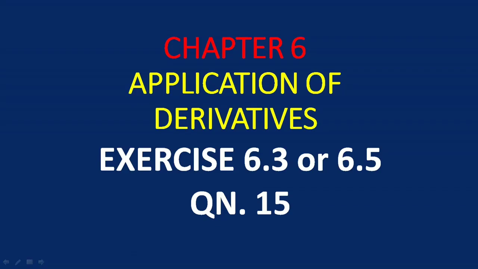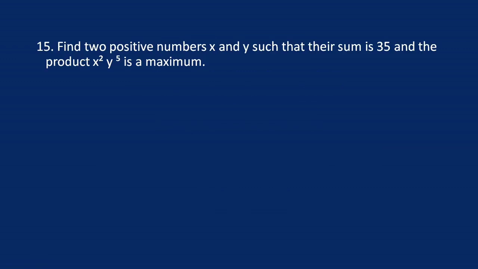Chapter 6, Application of Derivatives, Exercise 6.3 (or 6.5 in the previous textbook). 15th question: Find two positive numbers x and y such that their sum is 35 and the product x square y raised to 5 is a maximum. So we have been given the two numbers x and y.